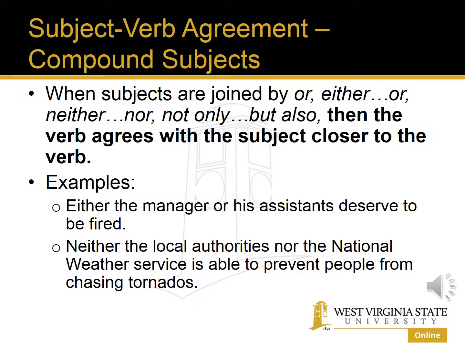The next sentence: neither the local authorities nor the National Weather Service is able to prevent people from chasing tornadoes. In this case, we have the reverse. We have a plural subject first, local authorities, and then we have a singular subject second, National Weather Service. Therefore, we use the third person singular verb is able to prevent, to avoid a subject-verb agreement error. Basic rule, the subject closest to the verb determines whether the verb is singular or plural.